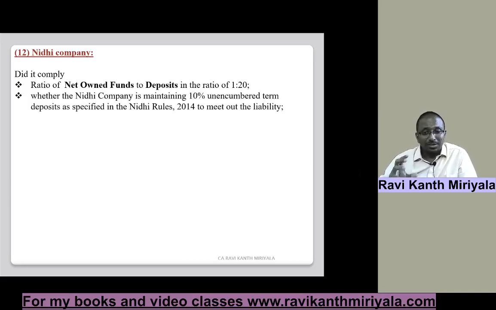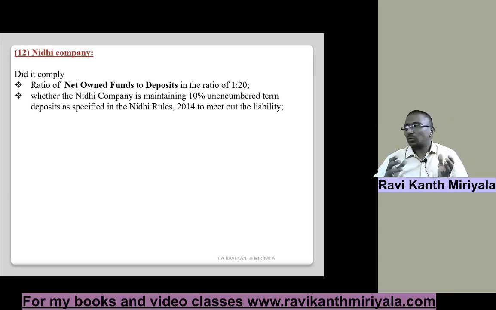Whether the Nidhi company is maintaining 10% of unencumbered term deposits. What is unencumbered? Unencumbered means not attached, or otherwise you say free. Free means whichever day I want my money back, I can withdraw that money. Suppose I deposited with your Nidhi company, and when I deposited, suddenly I'm in need of money. Then I'll come back to you and say, I need some money, please pay me.